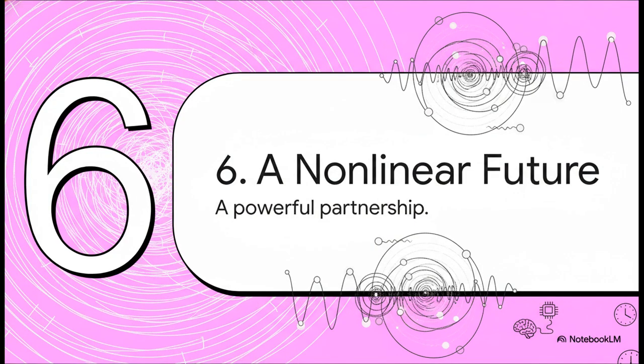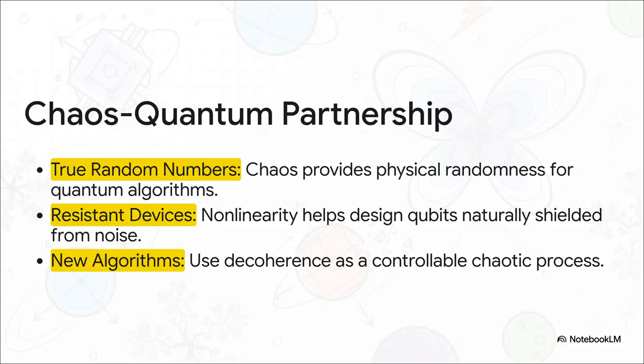And this is so much more than just one clever trick. This breakthrough really signals the beginning of a powerful and totally unexpected partnership. So what does this alliance between chaos and quantum actually mean for the future of computing? Well, the possibilities are just incredible. For starters, chaos circuits are fantastic at generating the truly random numbers that quantum algorithms desperately need. Second, we can start designing new kinds of qubits that are just naturally tougher, with nonlinearity baked right in.